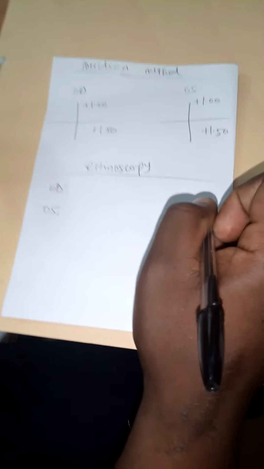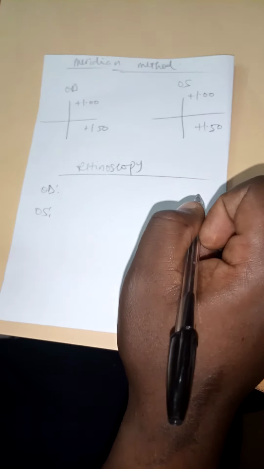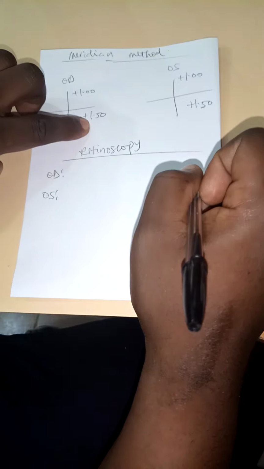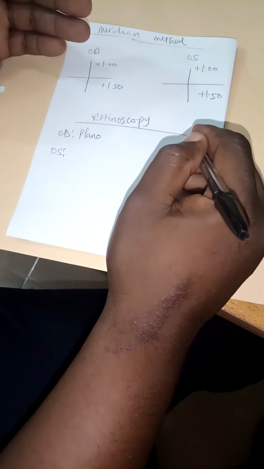So this time around, I also need to subtract my working distance of plus 1.50. Since this is my sphere, plus 1.50 minus 1.50 makes it plano. Then, how do I get my cylinder? The difference between the two spheres will give me my cylinder. As optometrists, we typically make use of minus cylinder, so I'm going to subtract the big one from the small one. Which is plus 1 minus 1.50, which is minus 0.50.